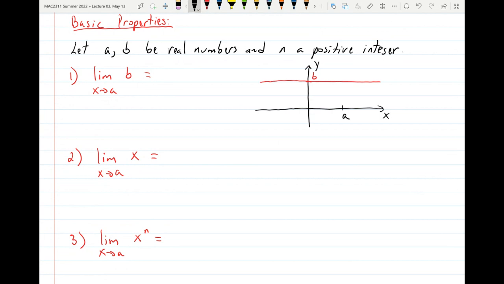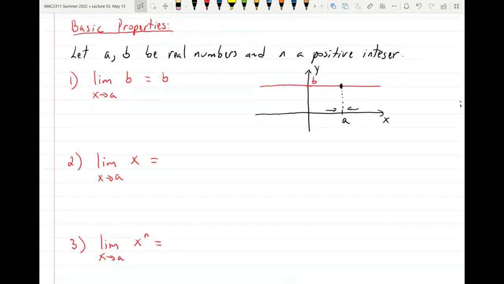And let's say that a is somewhere in here, then it should be clear that when you get close to a from either side, of course, the values of the function are getting close to this number, the y value of this point, which is just b. And this happens at any point, no matter what a is, because this is a constant function. So, moral of the story, the limit as x approaches a of a constant is just the constant, right? So it's equal to b regardless.